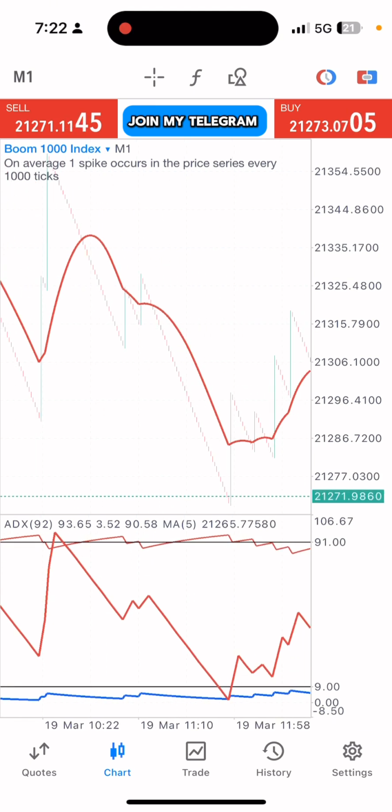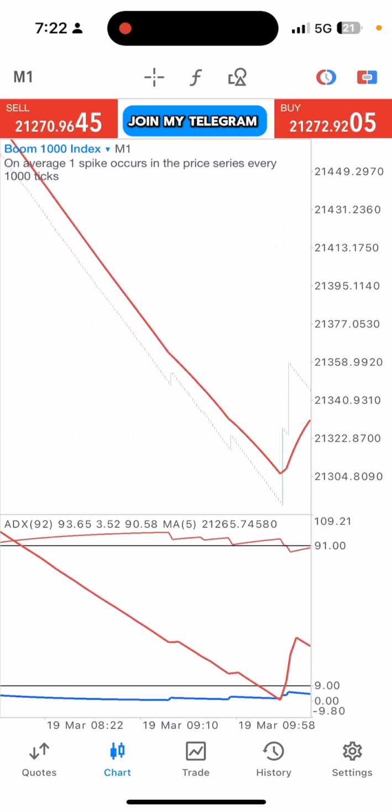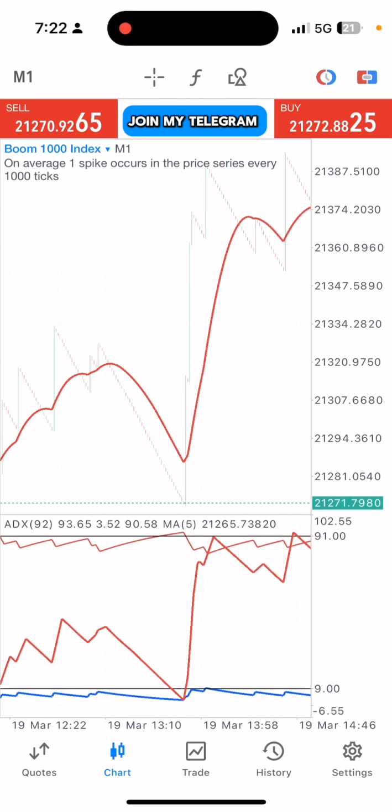All right, first and foremost we're going to start on the Boom 1000 index. I'm going to share with you the parameters on how you can go about this trade, and I'm also going to show you that this strategy really works.